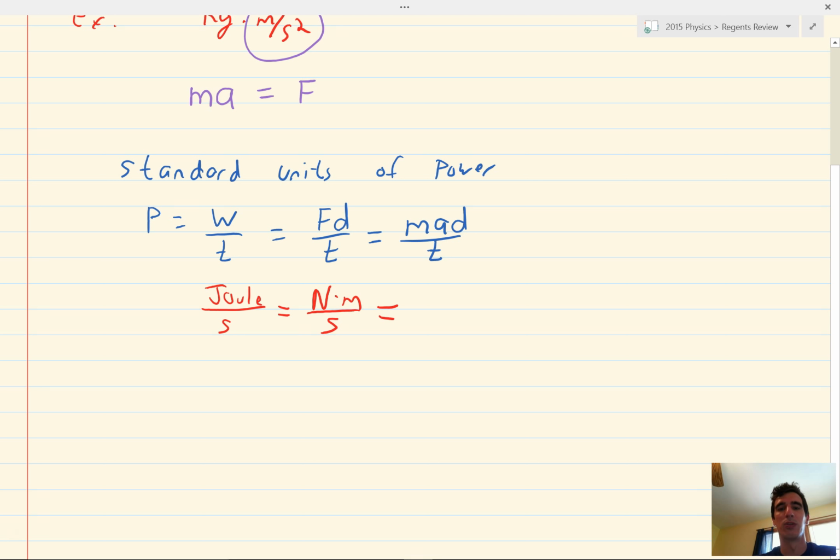Then if we break down force, we know force is mass times acceleration. So now we have kilograms times meters per second squared times meters, all over time, which is seconds. We have a meter times a meter, so that would give us meters squared. So this would be kilograms times meters squared. And we have per second squared over second, which would give us per second cubed.